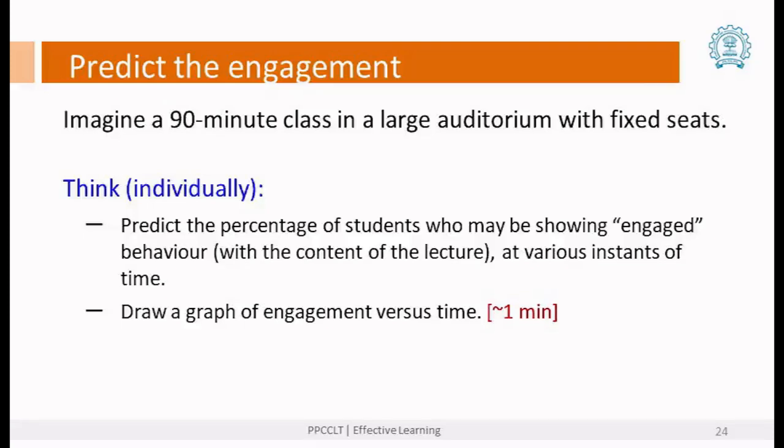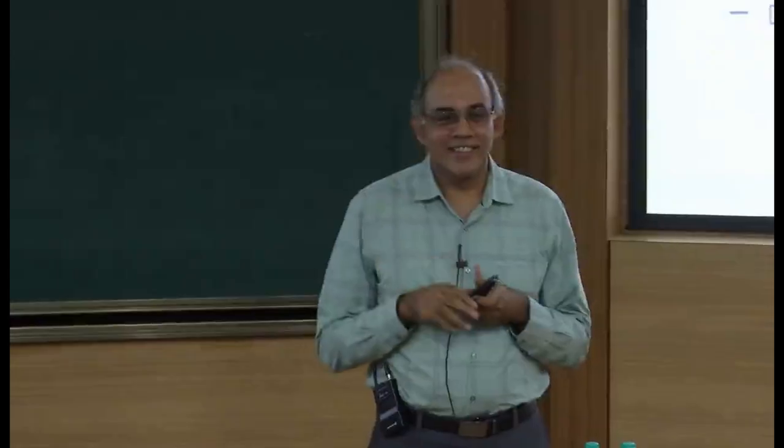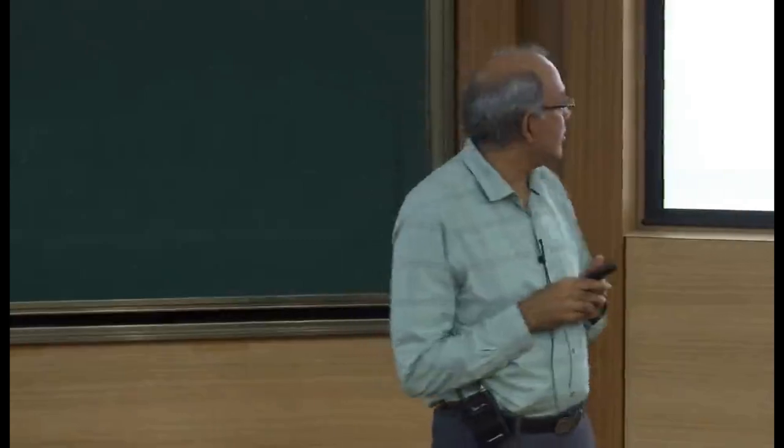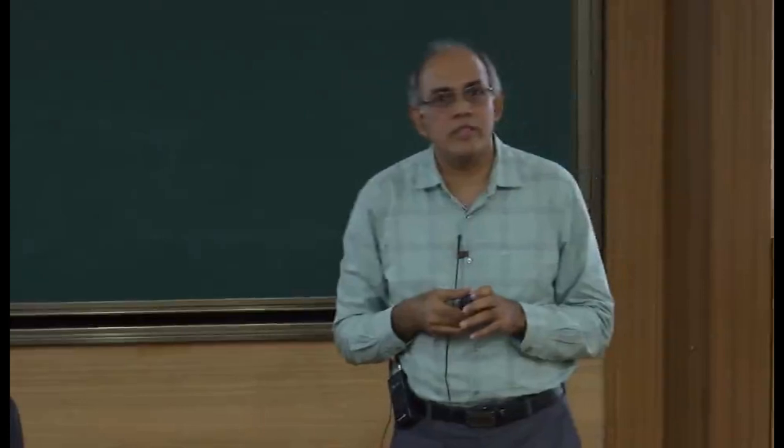Okay, so imagine a 90-minute class in a large auditorium with fixed seats. This is our LHC, or this room. This room has fixed seats, but it's not that large, right? So now predict the percentage of students who may be showing engaged behavior with the content at various instants of time. Not your lecture, your colleague's lecture. Your lecture will be very engaging, I'm sure. So how will the graph look? You can just wave your hand and show me. Engagement versus time.